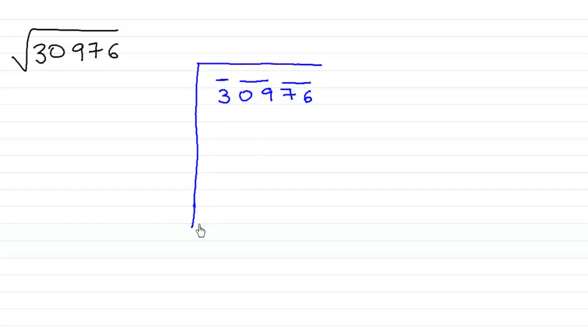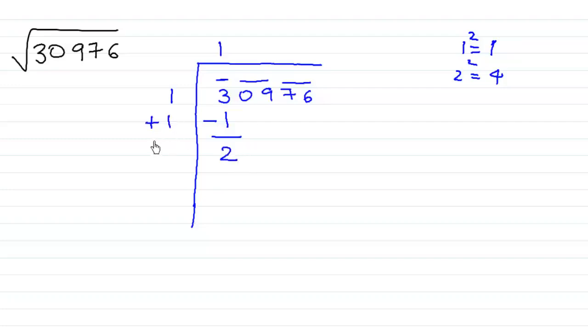Since we have 3 groups, 1, 2, and 3, this tells us that this answer will be a 3-digit number. So let us start with 3. You need to tell me a perfect square which is just less than 3 or equal to 3. So we know 1 square is 1, then 2 square is 4, but 4 is bigger than 3. So we'll settle for 1 square. 1 square is 1. So 1 ones are 1. And 3 minus 1 is 2.